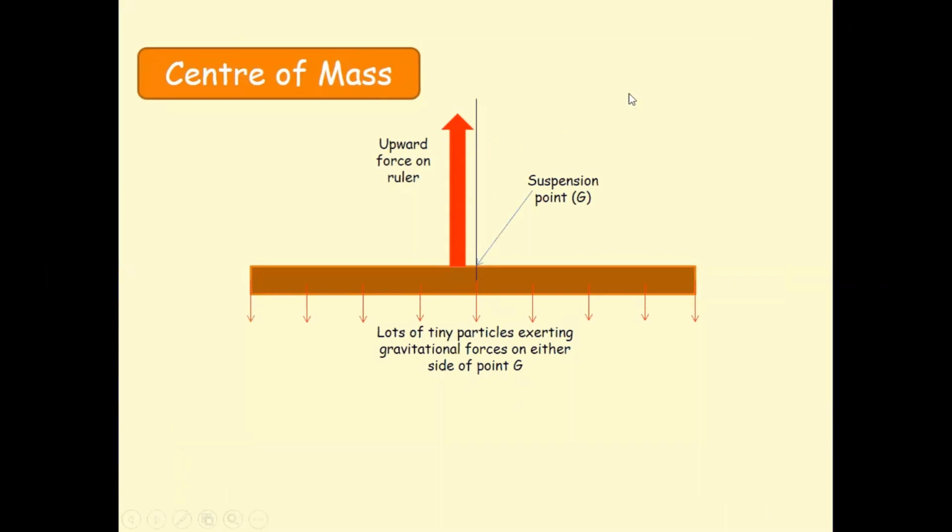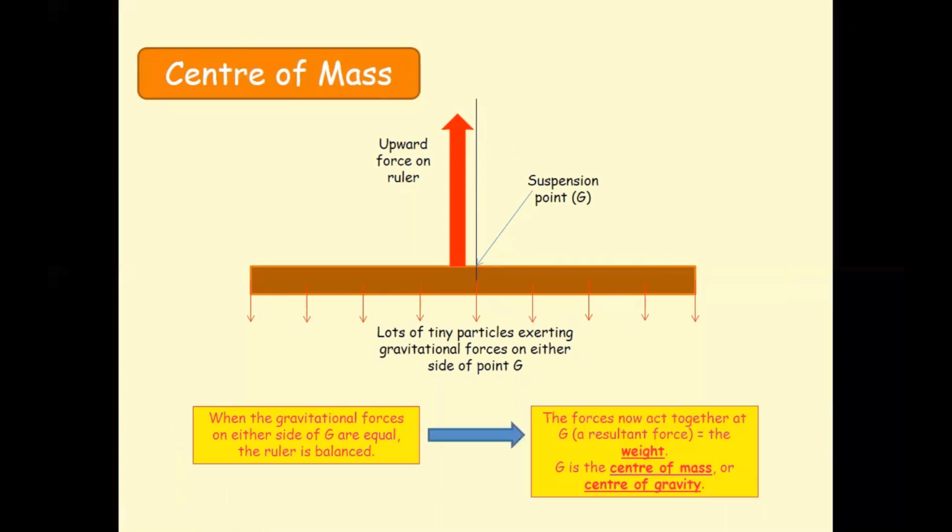Okay? Center of mass and center of gravity, the point is defined only as per the quantity. So whenever the gravitational forces on either side of the point G balance this beam or ruler, that point is called your center of mass or center of gravity. Both are the same thing.